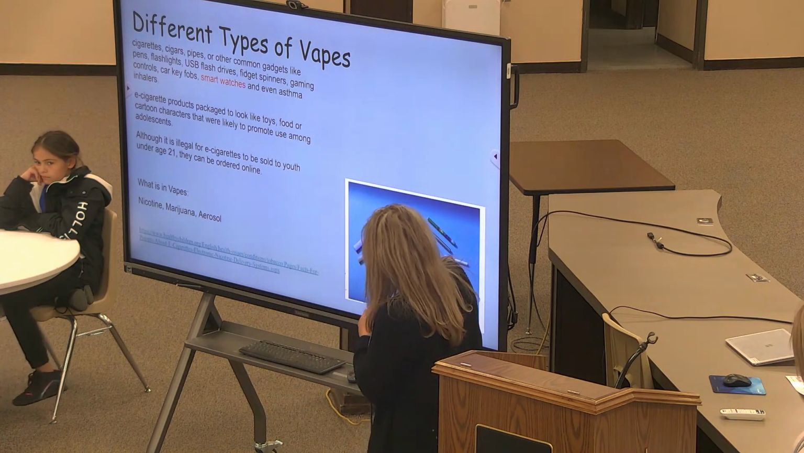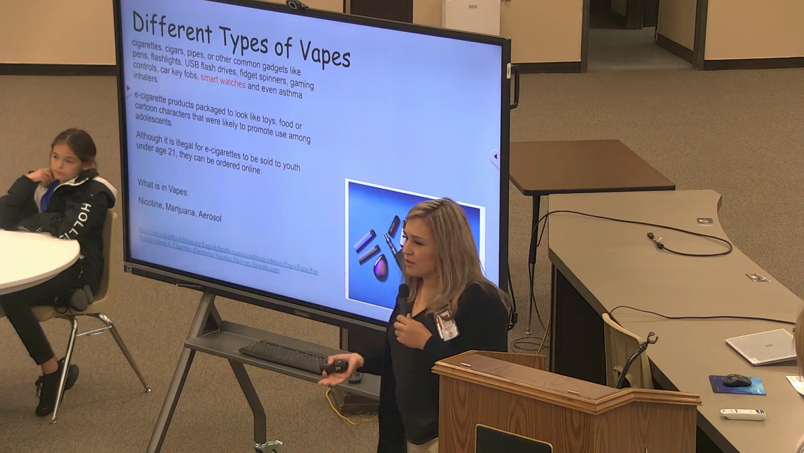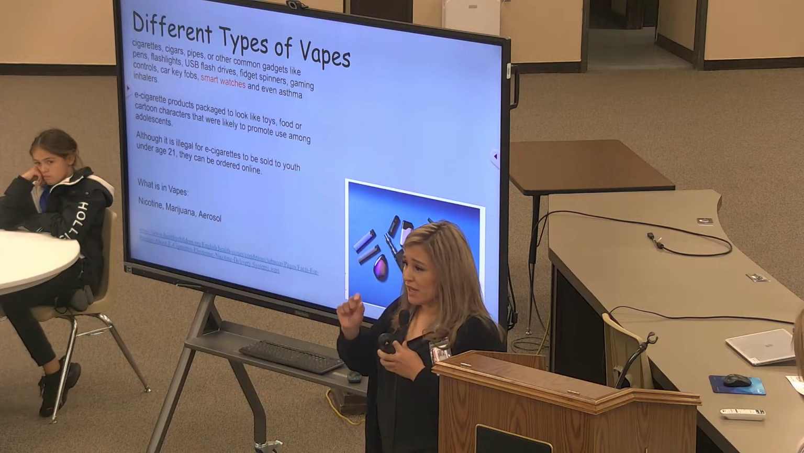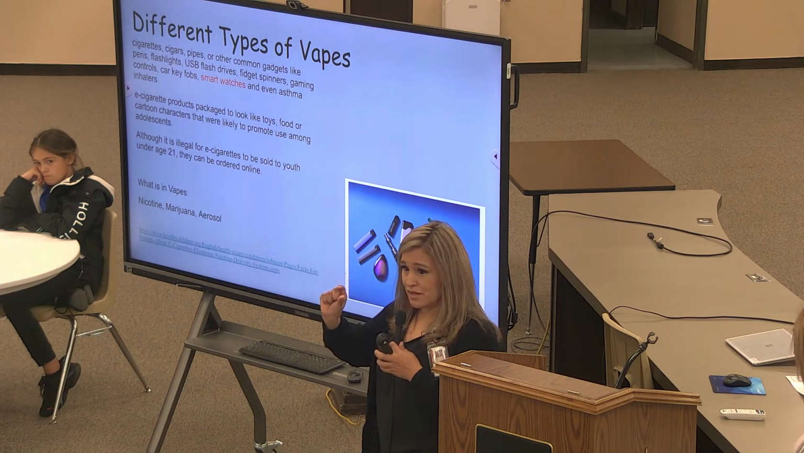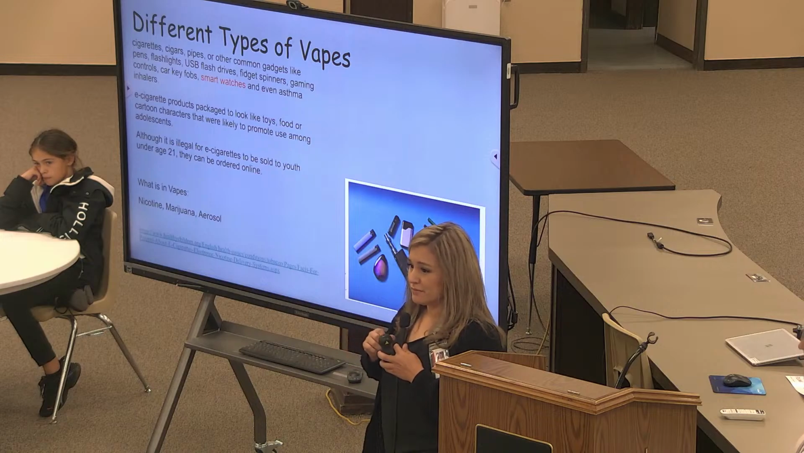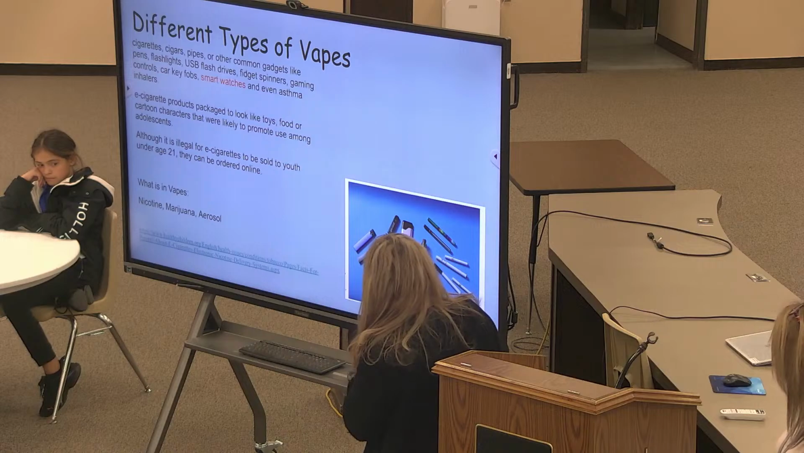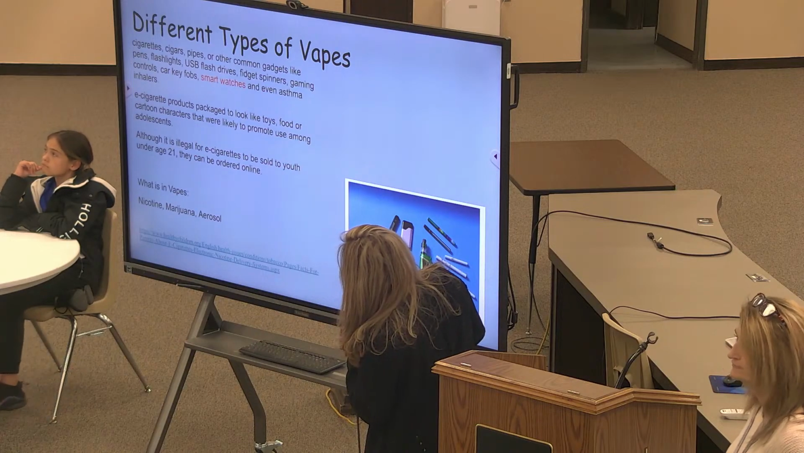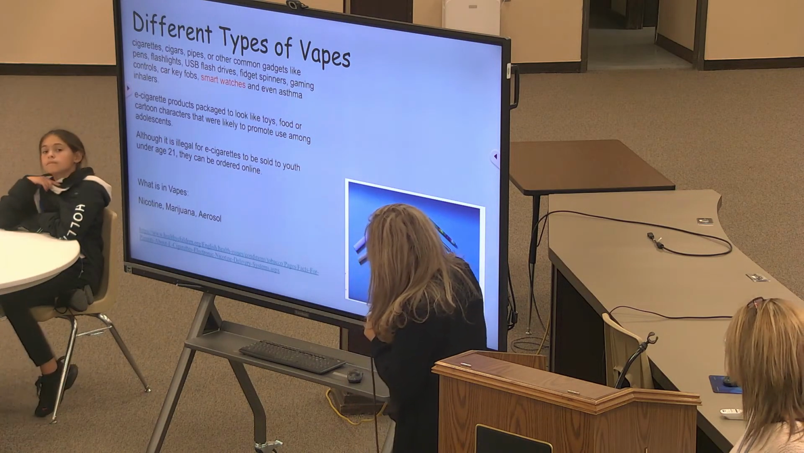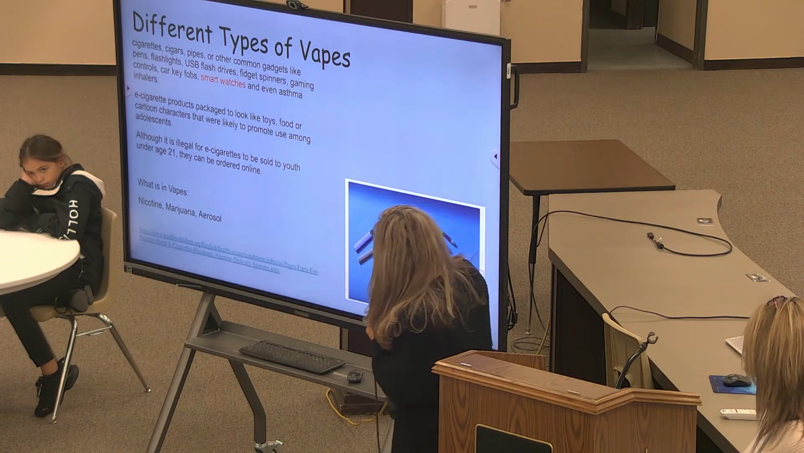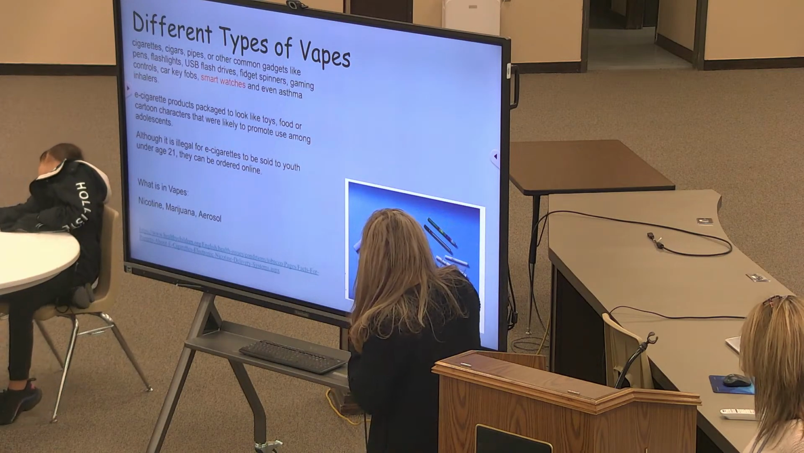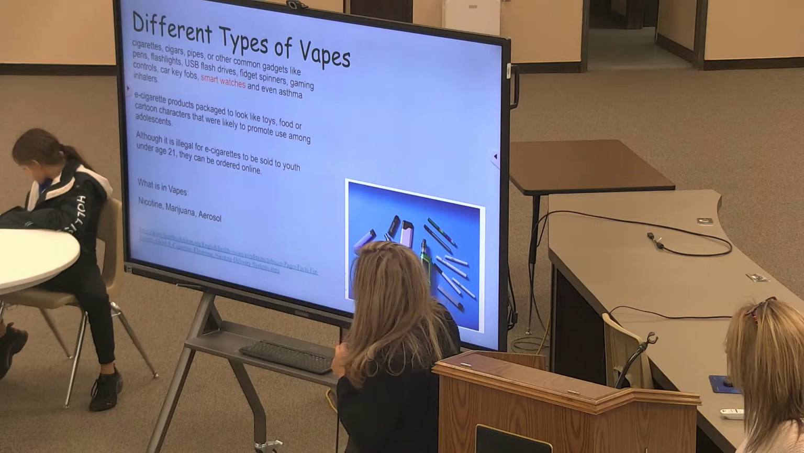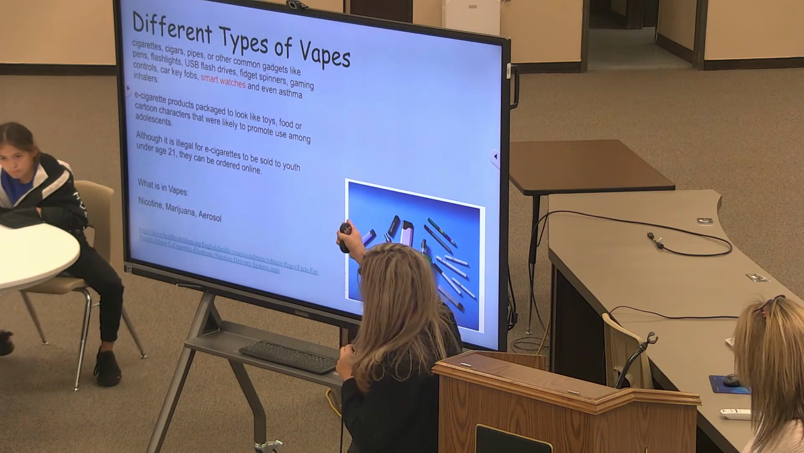These are just some that you may see, but like I said earlier, they come in all shapes and sizes, and some even look like little toys. They look like lighters, some of them look like highlighters, some of them look like little pens. They're small, so they can hide them. And this one looks like a little compact. Like she said, USBs, little cigarettes. E-cigarette product packages look like toys. Sometimes they could even look like food.